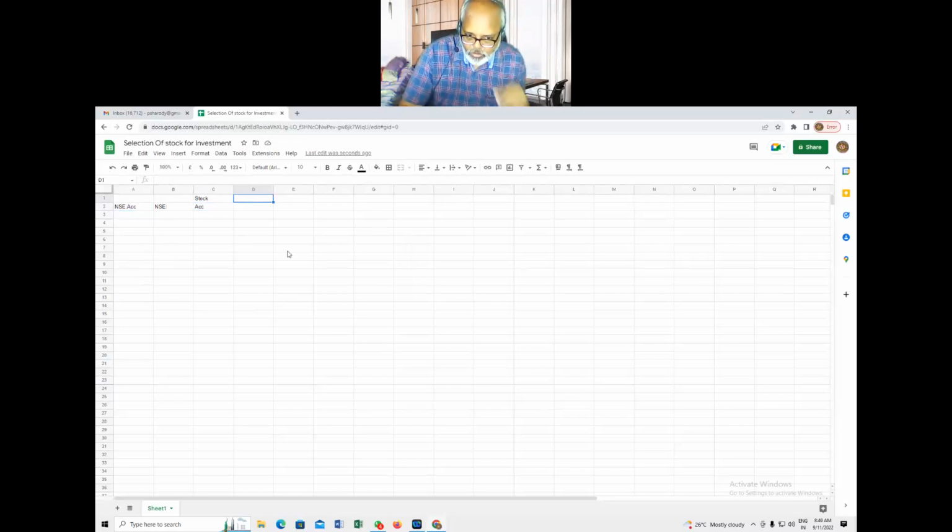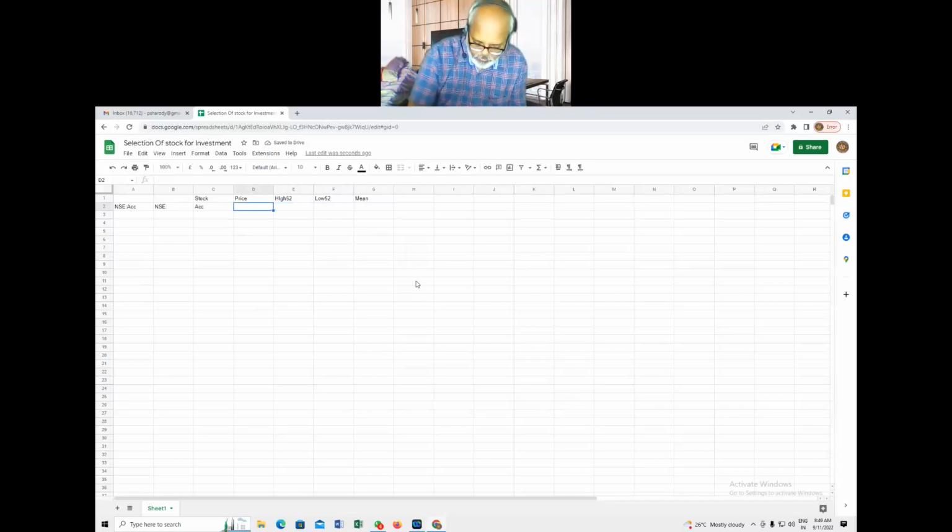Now here I will be putting the current price. I want the current price of that particular scrip. Then I would be using the 52-week high and the 52-week low. Here, if I don't put a space, I can use the same cell for values. Then I will calculate the mean of these two values.